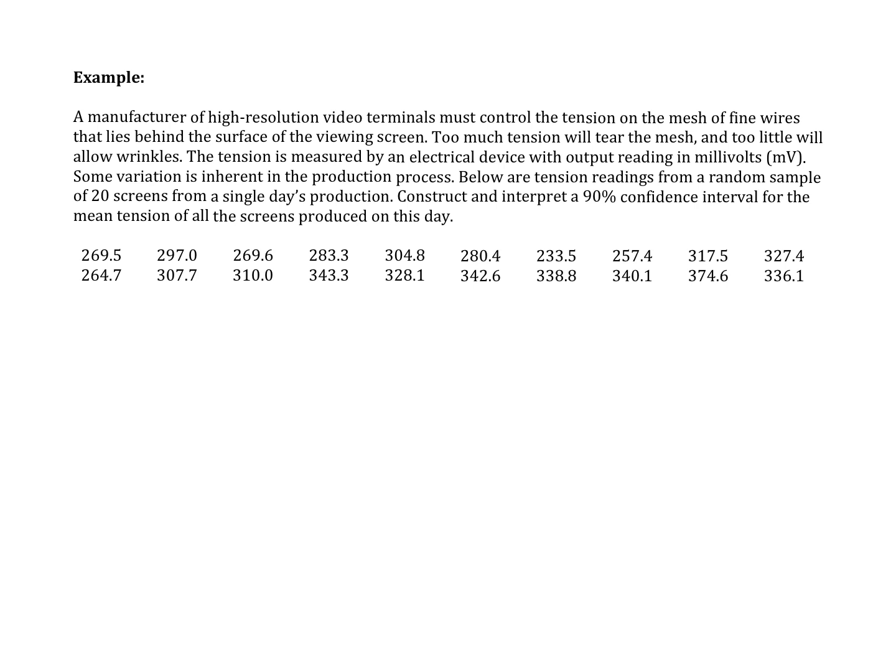A manufacturer of high-resolution video terminals must control the tension on the mesh of fine wires that lies behind the surface of the viewing screen. Too much tension will tear the mesh, and too little will allow wrinkles. The tension is measured by an electrical device with output reading in millivolts. Some variation is inherent in the production process. Below are tension readings from a random sample of 20 screens from a single day's production. Construct and interpret a 90% confidence interval for the mean tension of all the screens produced on this day.